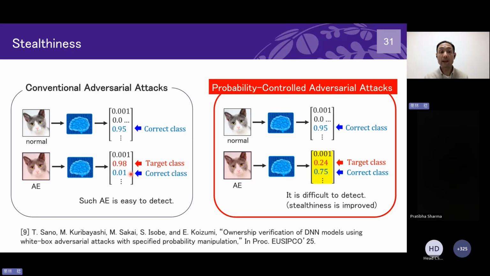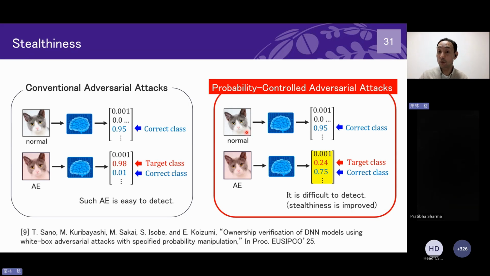So in such a case, if the input and output are observed by the malicious party, oh, it seems very strange. So the malicious party will notice the owner is trying to make a verification process. So this is a violation of the stealthiness. So to solve this problem, my group proposed a new adversarial attack. It can control the probability.